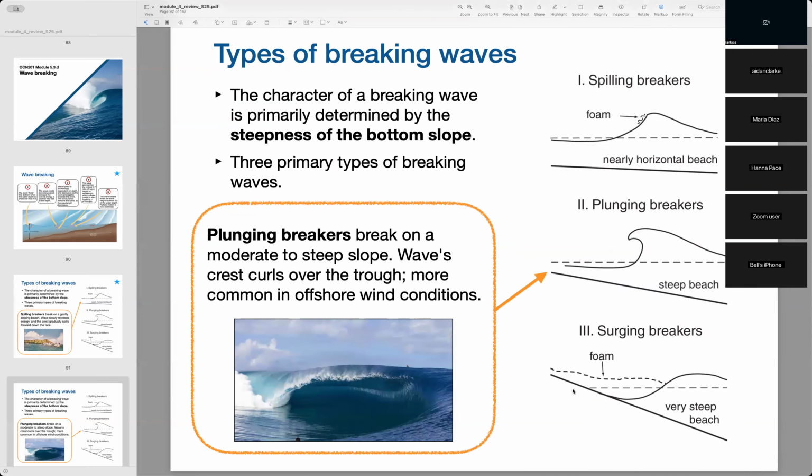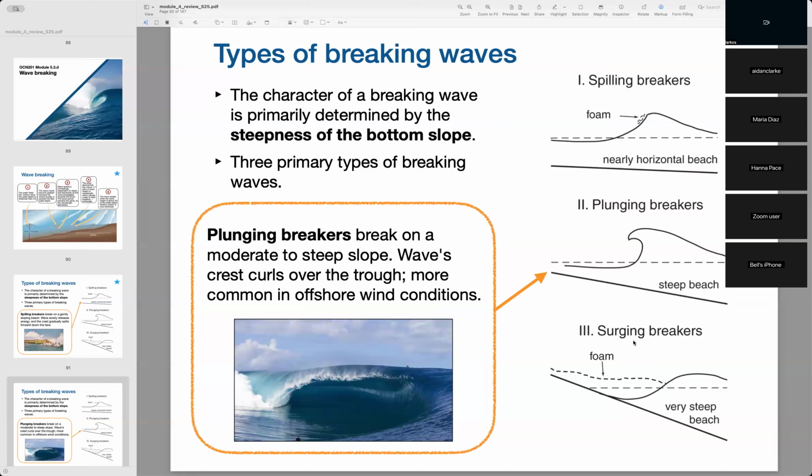And if the bottom of the wave is too steep, then the wave will simply surge up and down the beach. So the type of breaking wave depends on the steepness of the bottom slope. And we have these three types of primary breaking waves: the spilling, the plunging, and the surging.